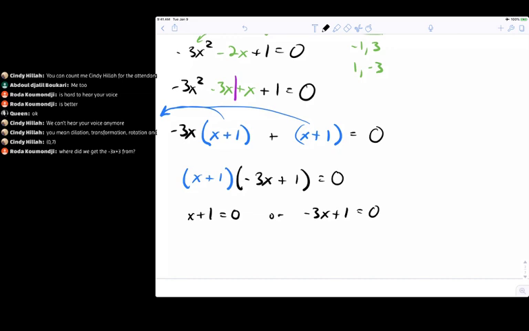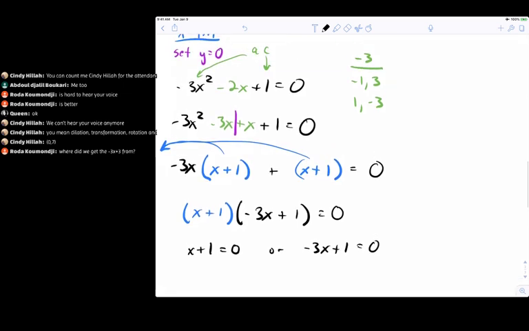Where did we get the -3x plus 3? Oh, okay. So what we ended up doing, the -2x, we use a technique called the AC method of factoring. The -3x plus 3. So we were looking for two numbers that multiplied to give us -3 and added to give -2. That ended up being 1 and -3.